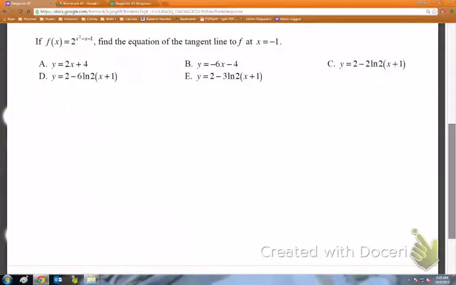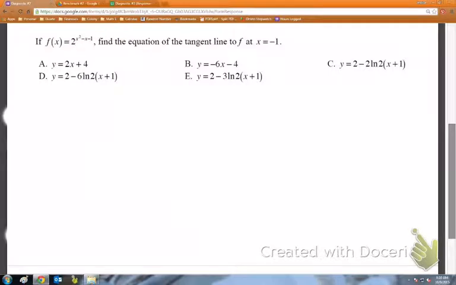Problem 15 says, if f of x equals 2 to the power of x squared minus x minus 1, find the equation of the tangent line to f at x equals negative 1. So anytime you see the words equation of a tangent line, a line is a straight line. Tangent is the line that touches the graph at one point, specifically at x equals negative 1. And to find the equation, we need the equation of a line.